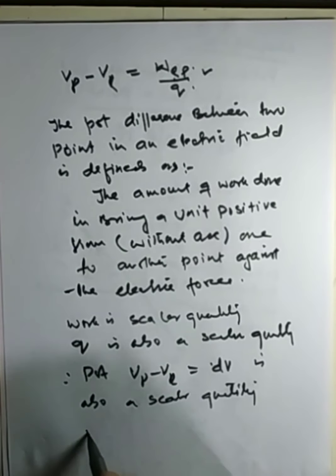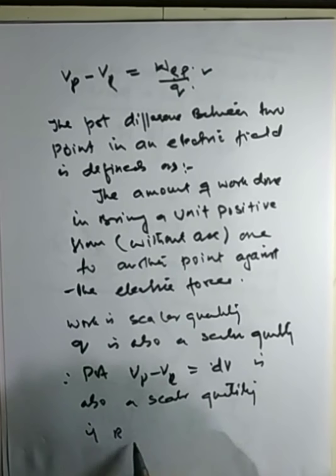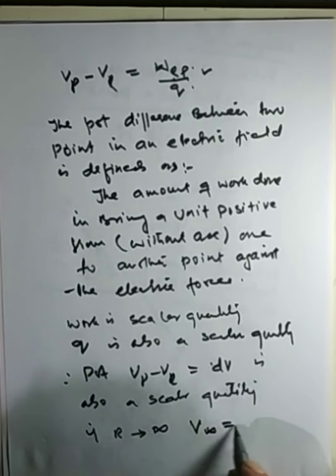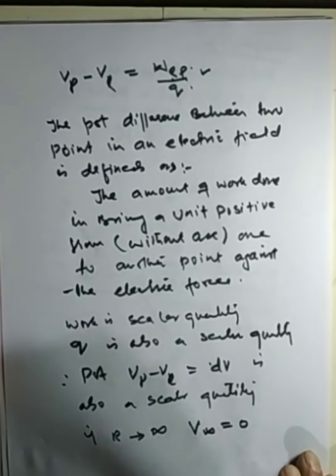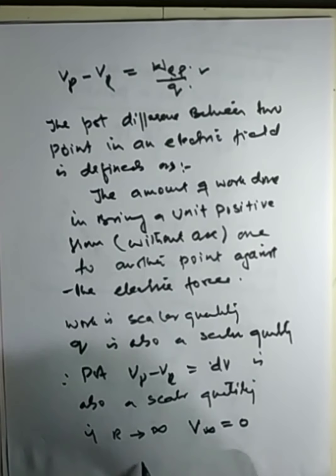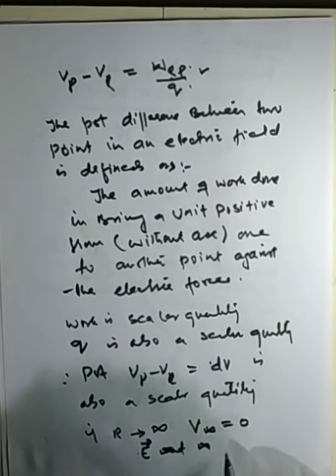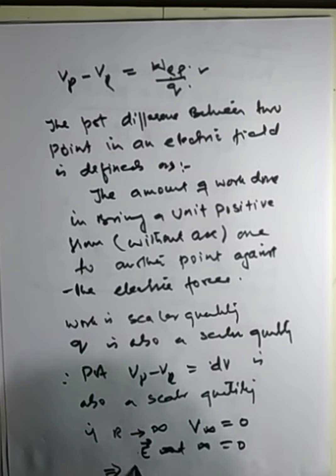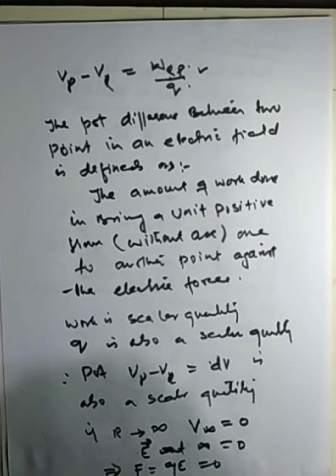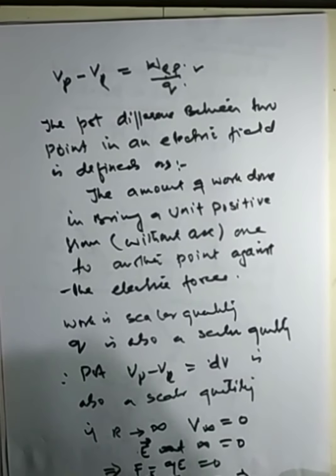Now, Vp, if R tends to infinity, then potential at infinity is taken to be 0, because we know that electric field E at infinity is equal to 0, which means that force QE is also equal to 0. Force acting on this is equal to 0. Therefore, work done F dot dr is also equal to 0, which implies that potential difference or potential delta V or V is 0.